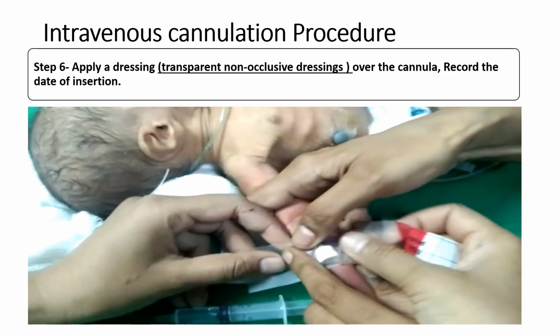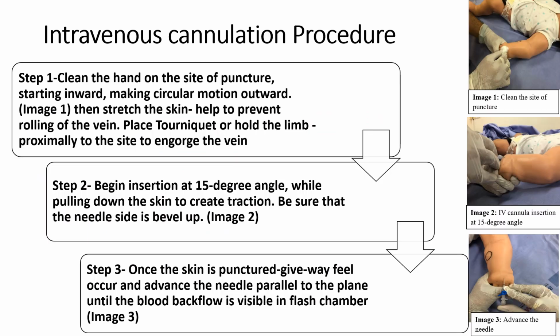So this is the procedure for IV cannulation. These are the steps of IV cannulation. First step, clean the area, stretch the skin, place the tourniquet. Second step, insertion at a 15 to 30 degree angle while continuously creating traction over the skin, and the needle side is bevel up.